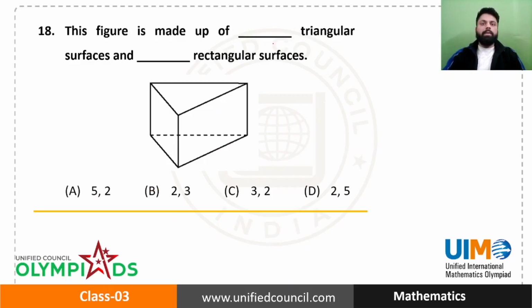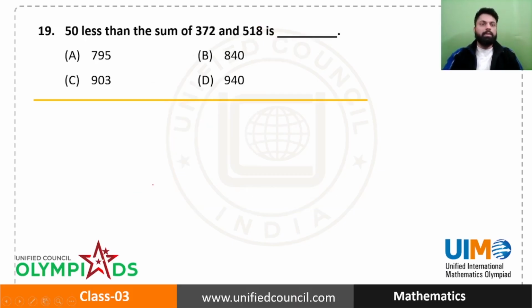The figure is made up of how many triangular surfaces and how many rectangular surfaces? So see, 1 and 2 triangular surfaces and then 1, 2, 3 rectangular surfaces. So 2 comma 3, that means B option is the correct answer.